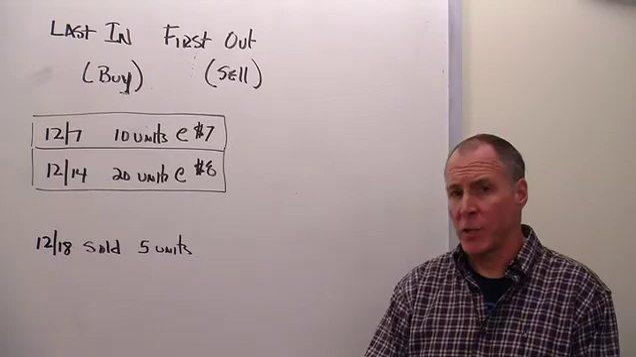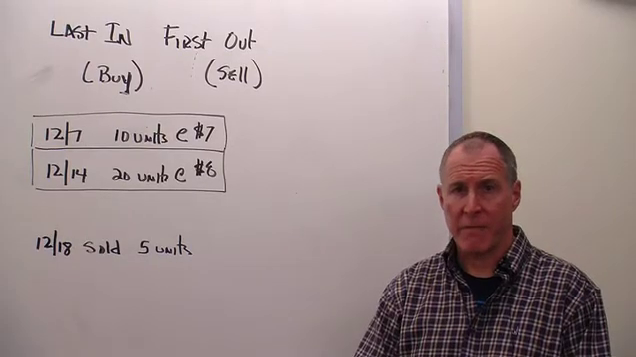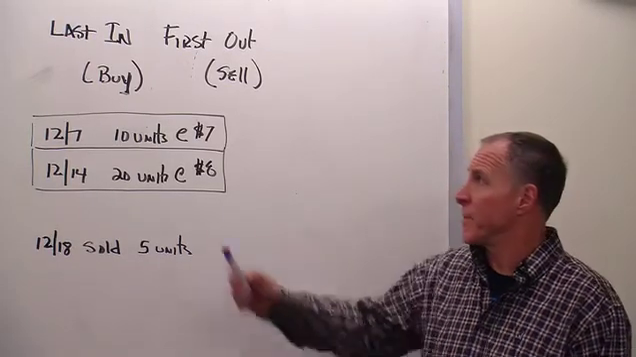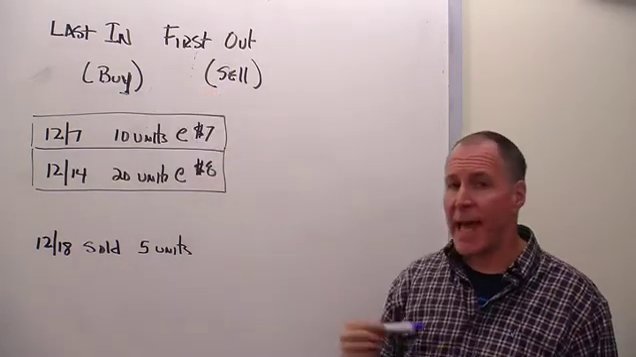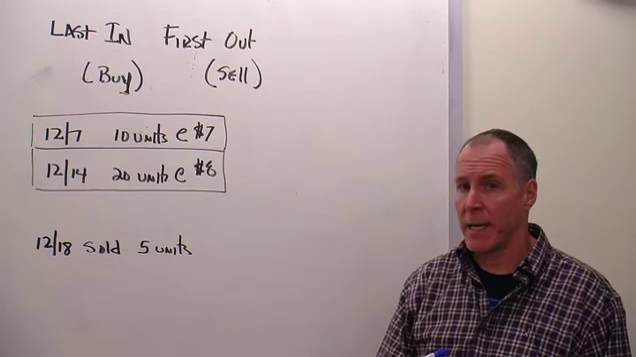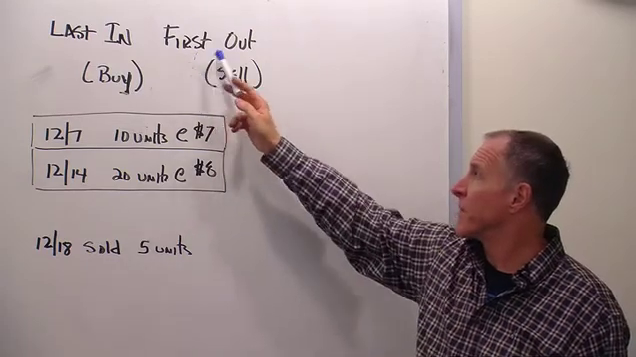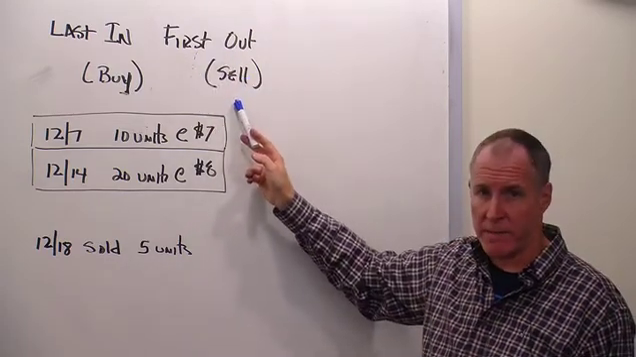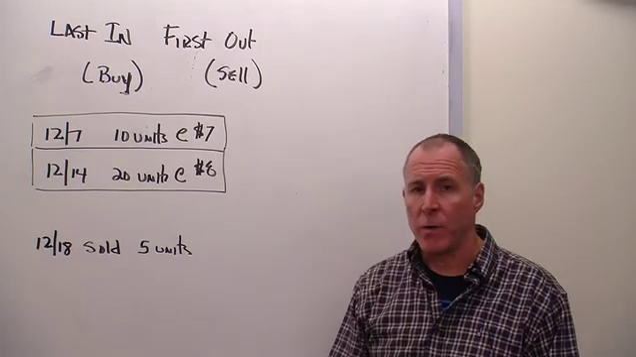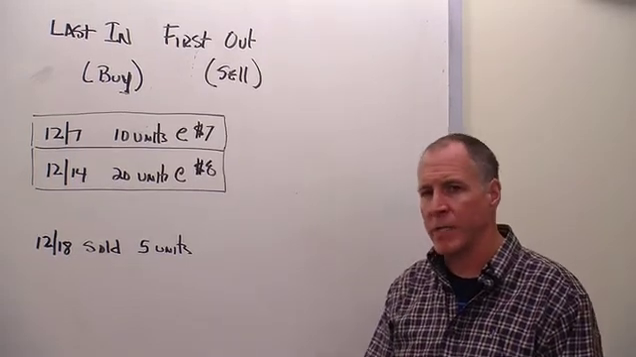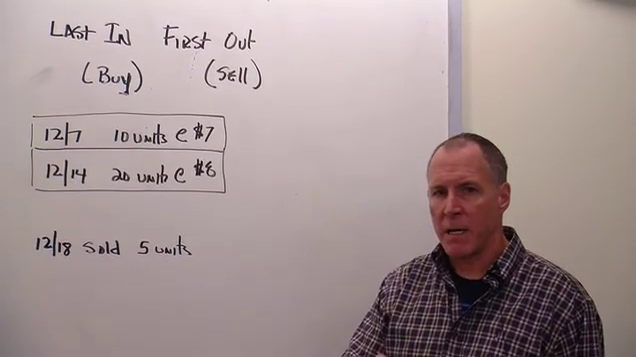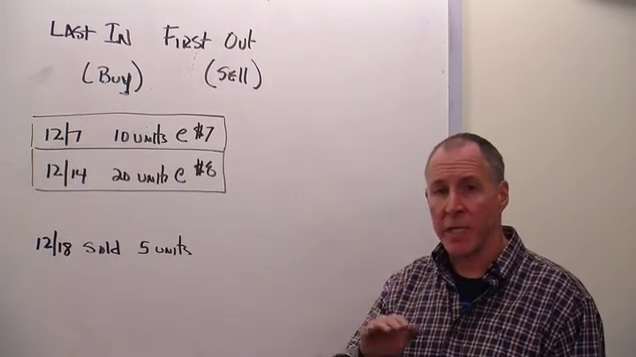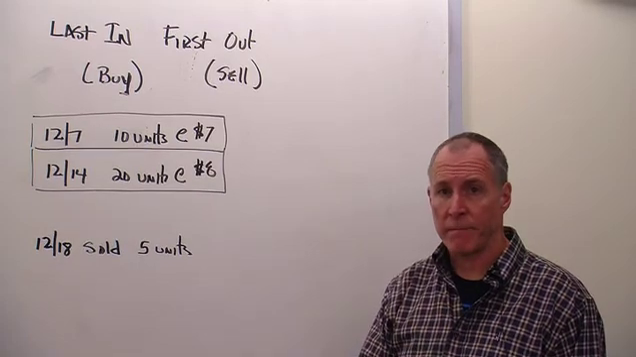Okay, we're going to take a look at LIFO, last in, first out. And again, as you see up here on the board, last in always means buying. So the last goods that you bought are considered to be the first goods that you are going to sell. Now we have to do LIFO in real time. And what I mean by real time is every time that we make a sale, we have to detail out the layers of our inventory.